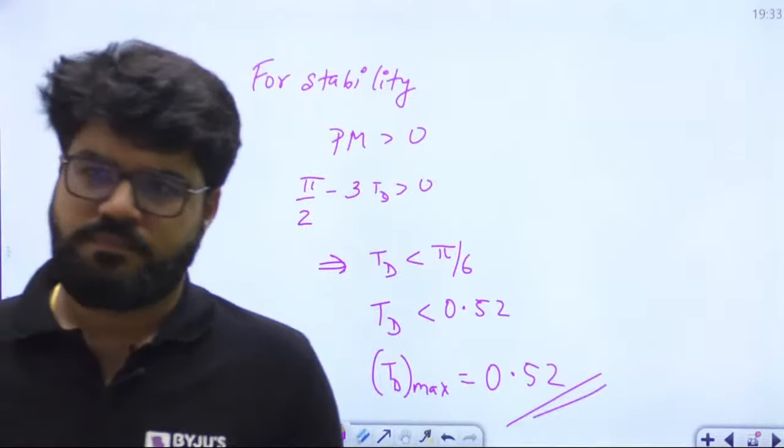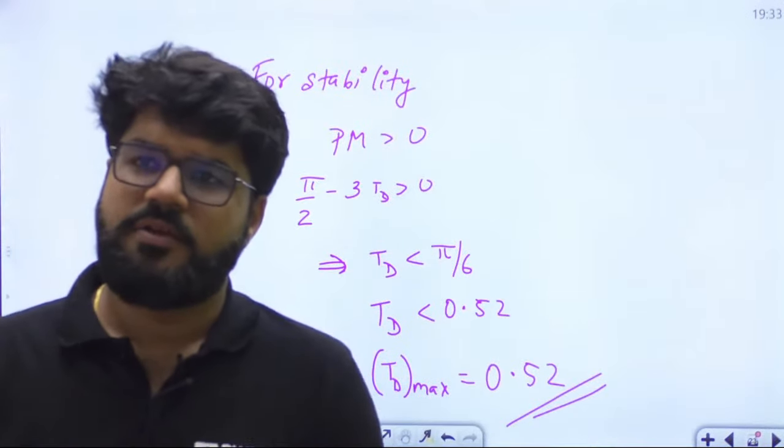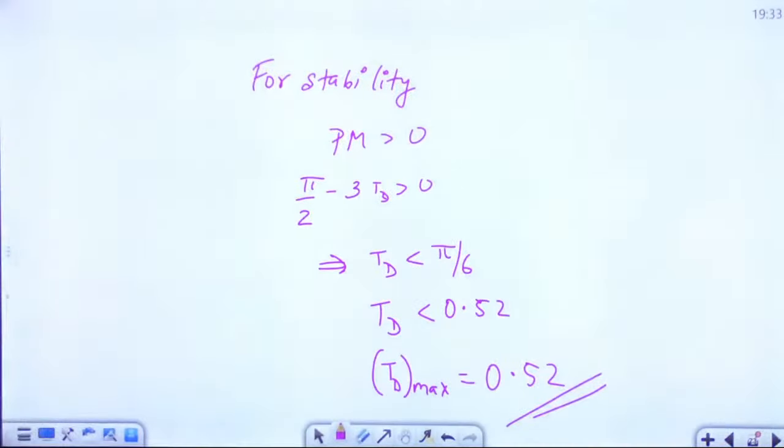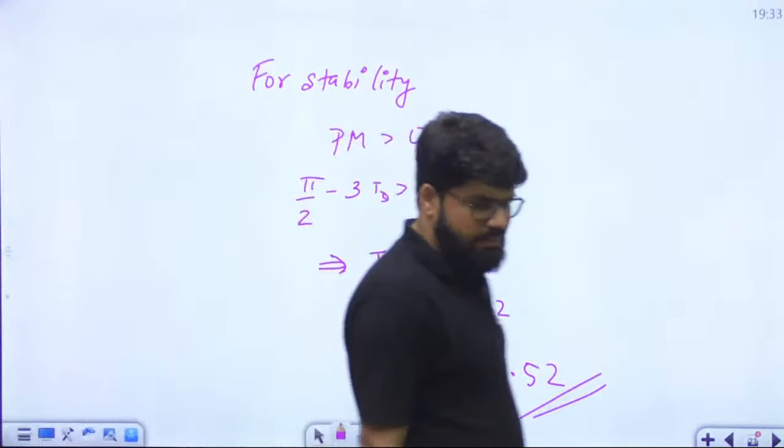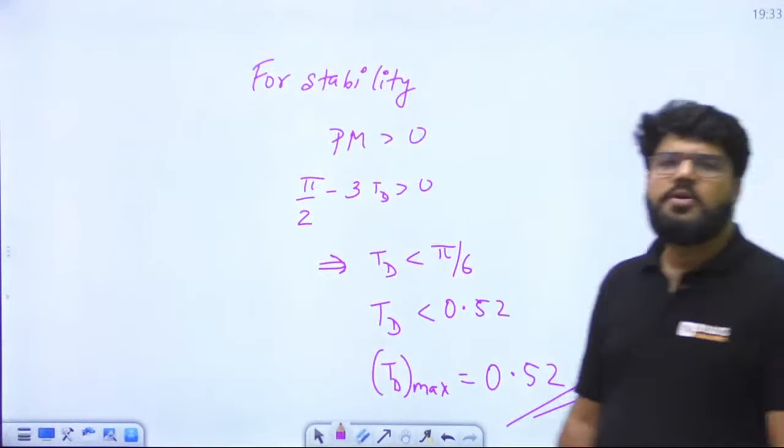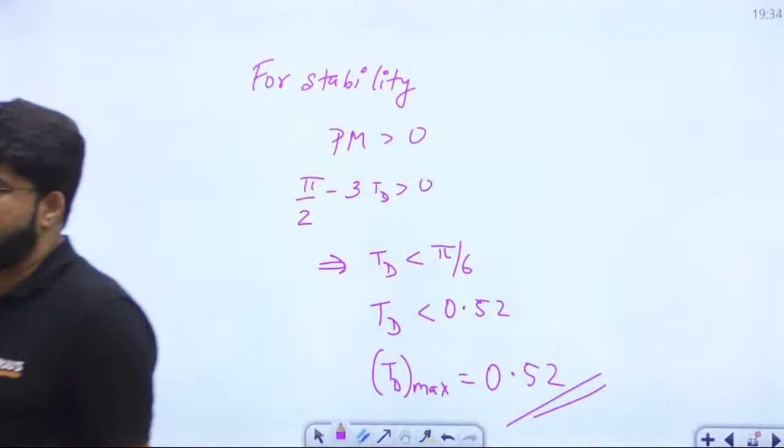0.52, right? Yeah, correct, Srinath. Good evening, Parmesh. Okay, 0.52, the maximum value of the TD, solved using the concept of phase margin.